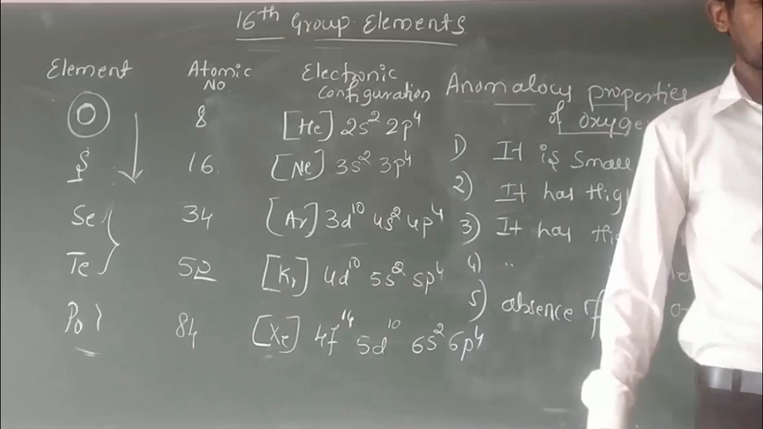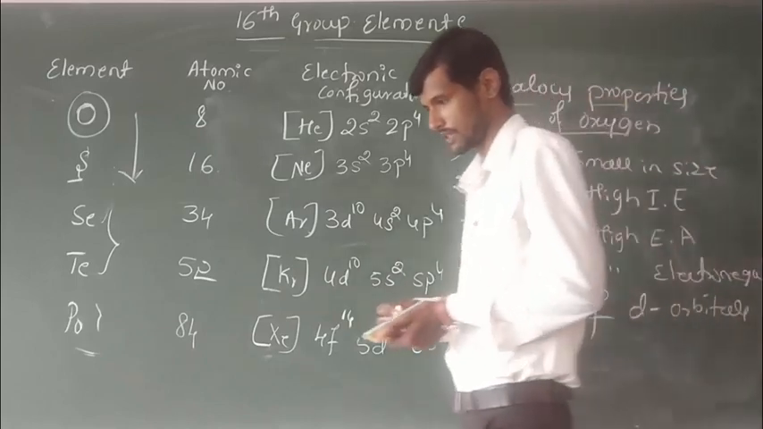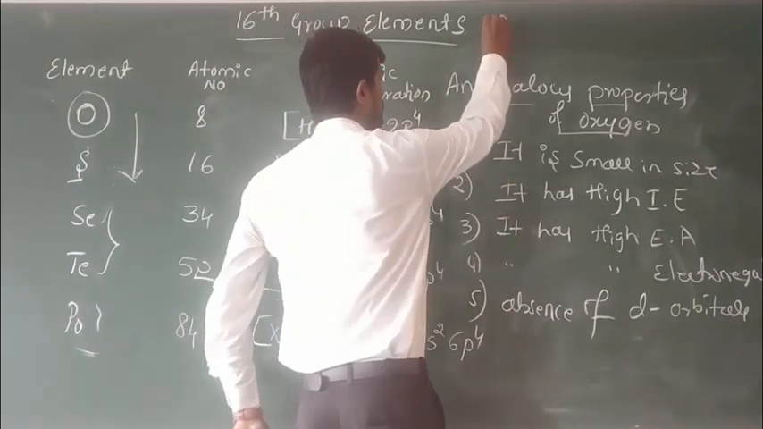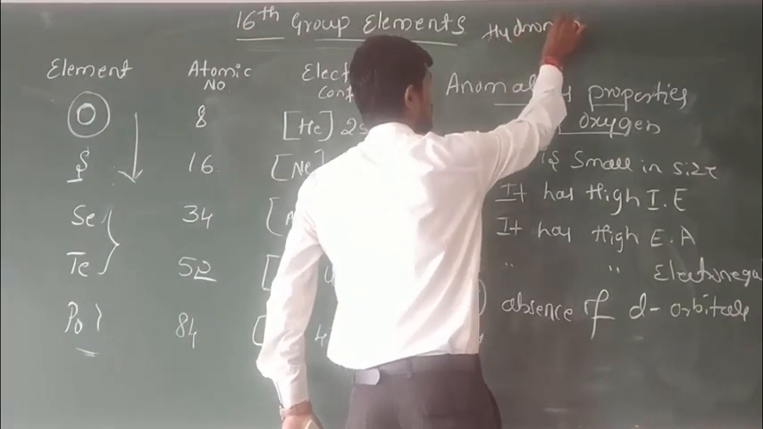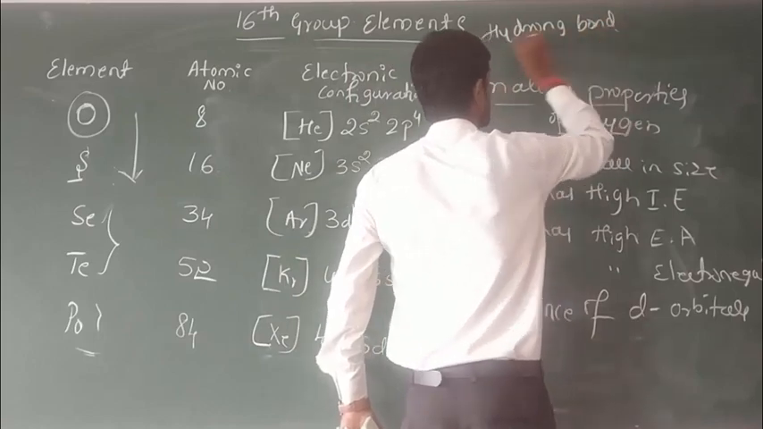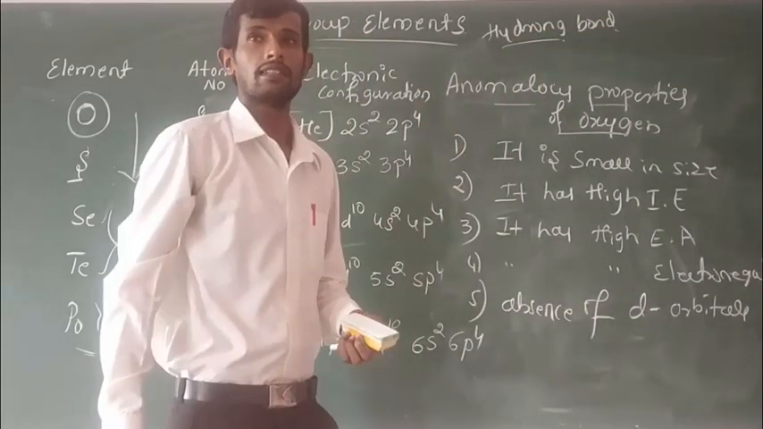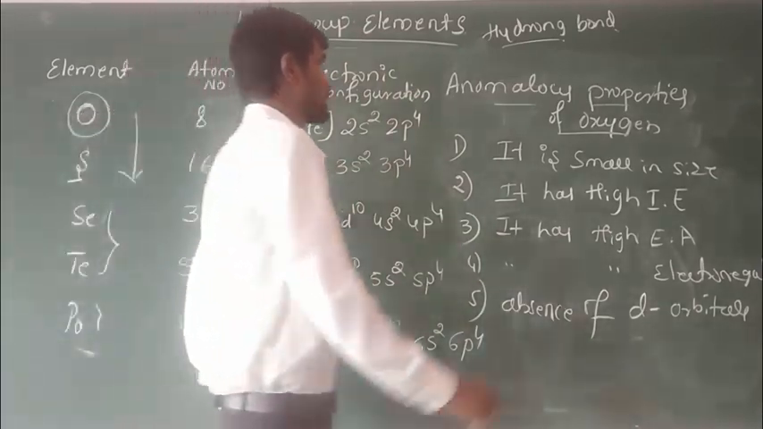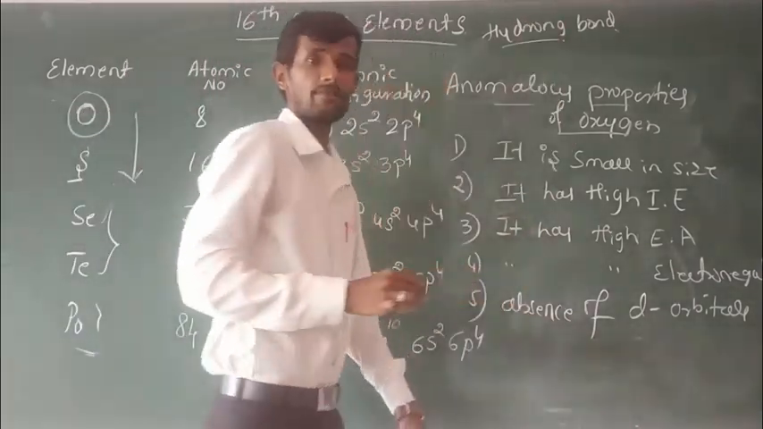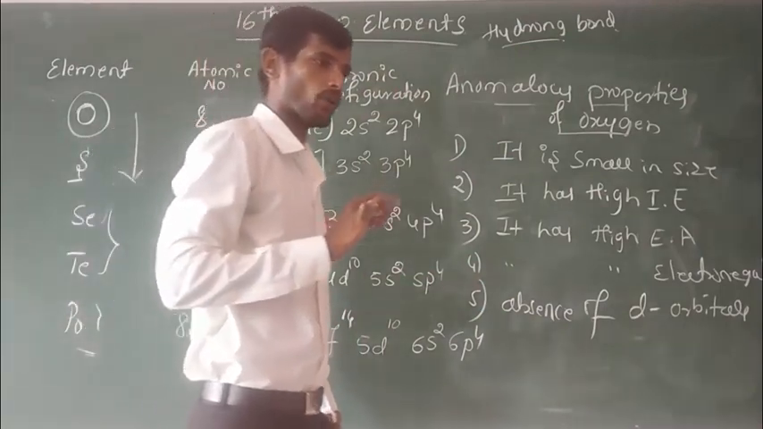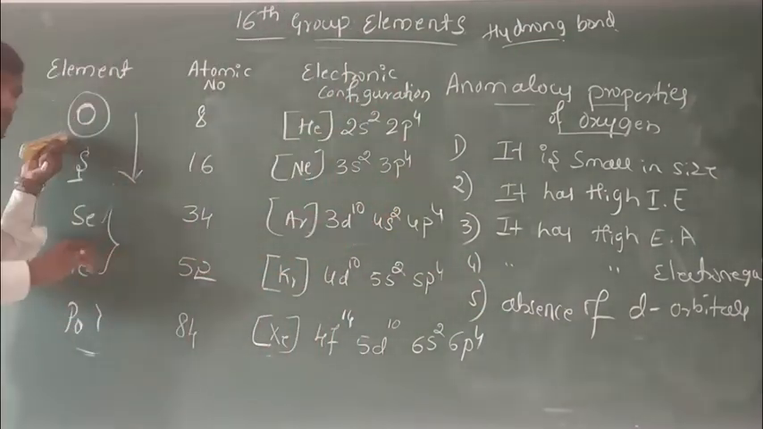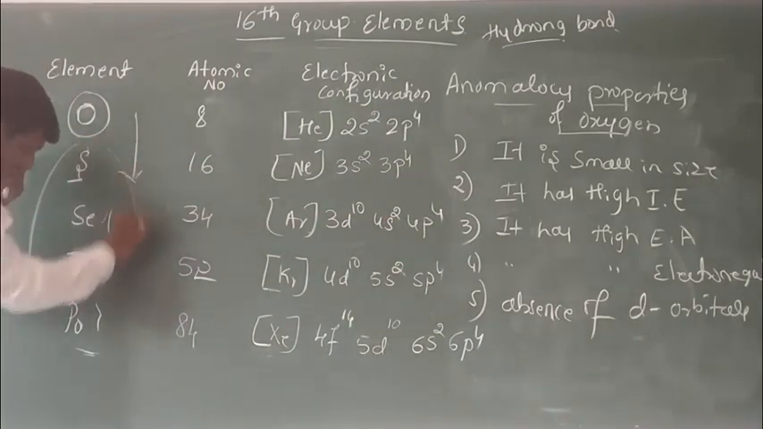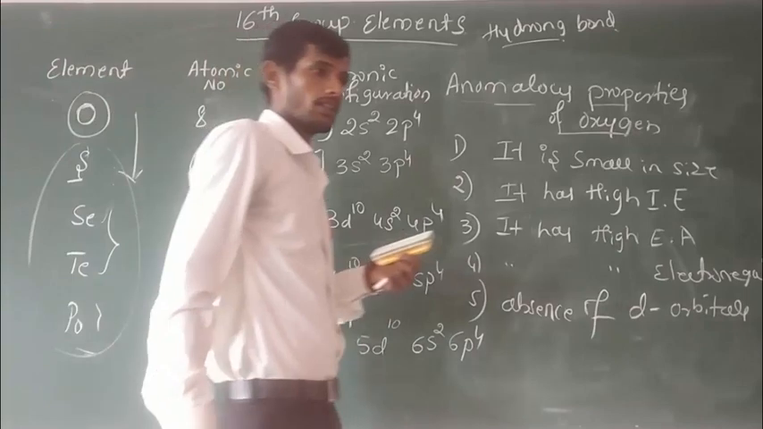Along with this, you remember some concepts. These are very important. Hydrogen bonding. What is hydrogen bonding? It is a bond present between hydrogen and one of the electronegative atoms. Yes, hydrogen bond is present only in oxygen containing compounds, but not other elements present in the group.